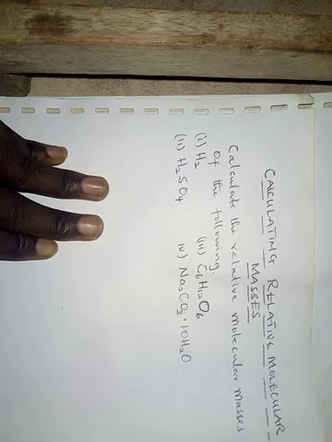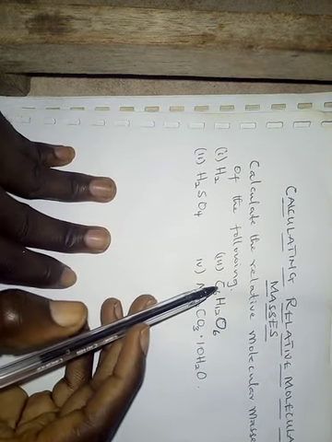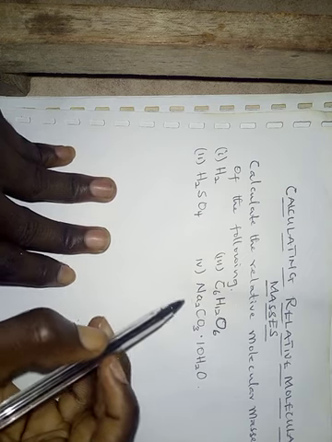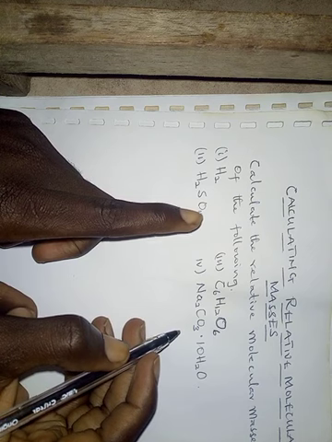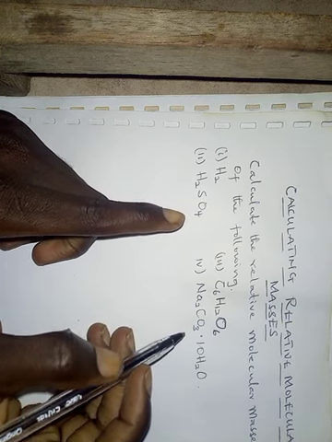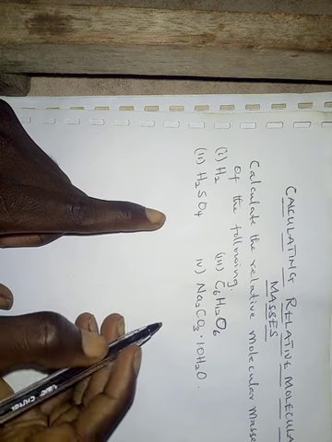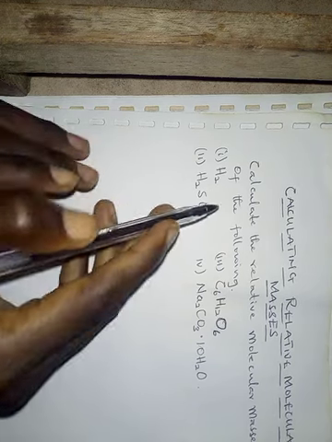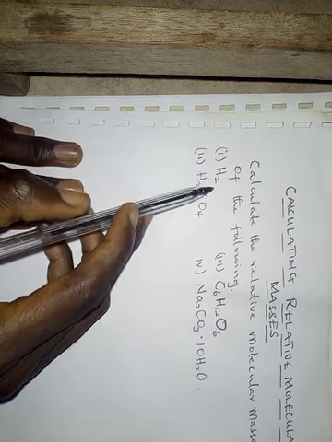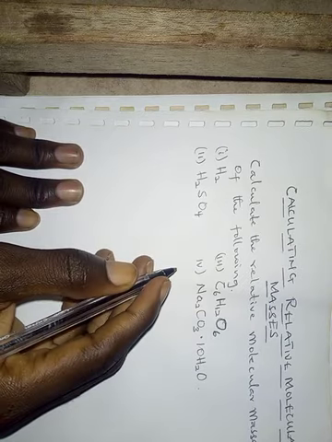So we say that the relative molecular mass of a substance is calculated by taking the sum of the relative atomic masses of the total number of constituent atoms in the molecule of the substance. So for instance here, remember that for every atom we have a relative atomic mass.